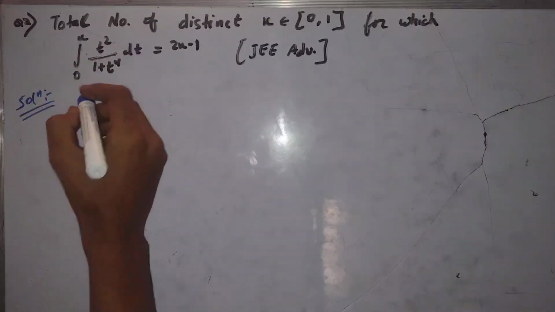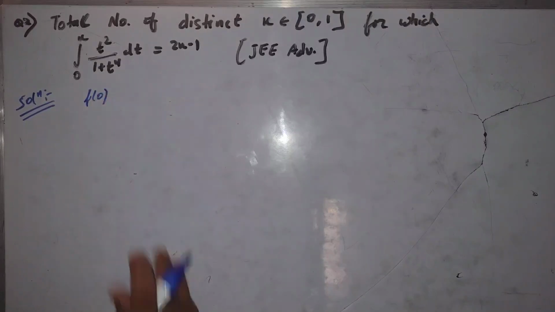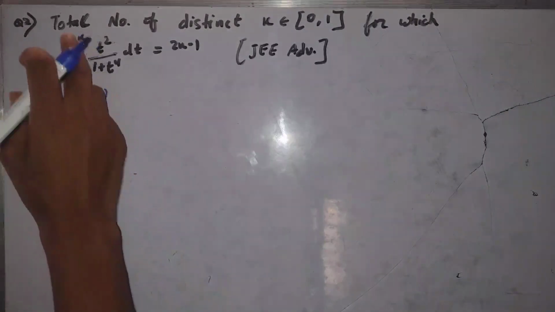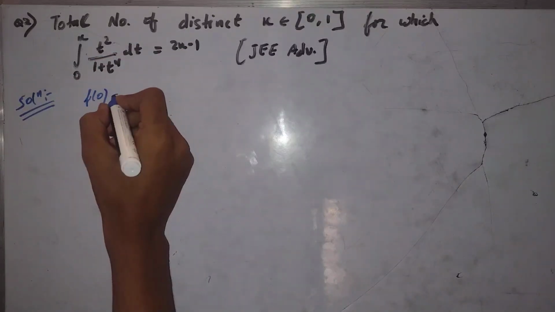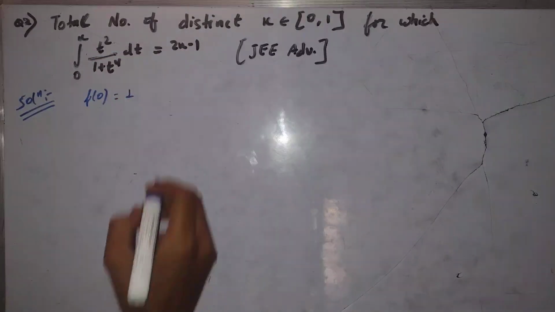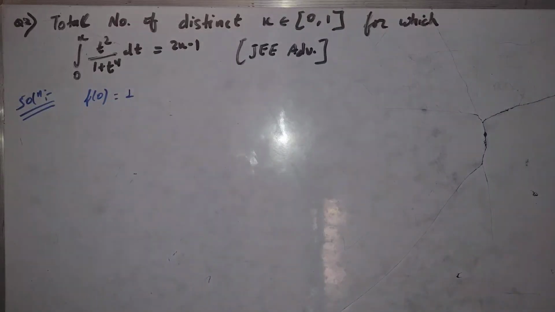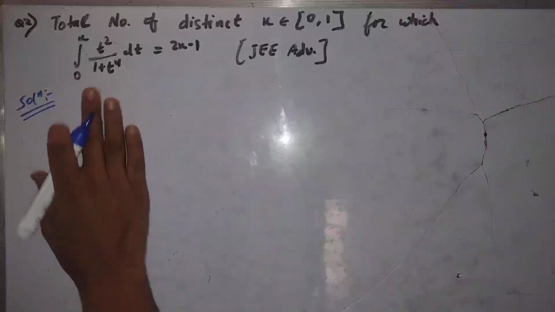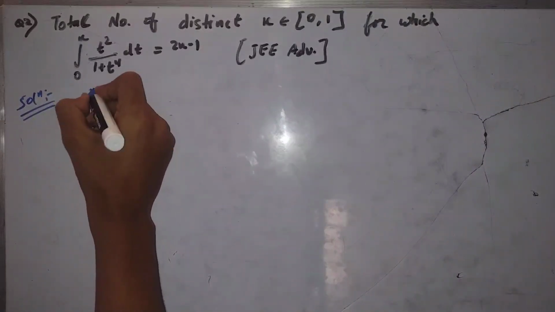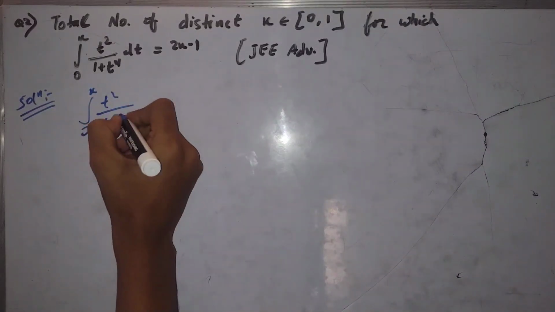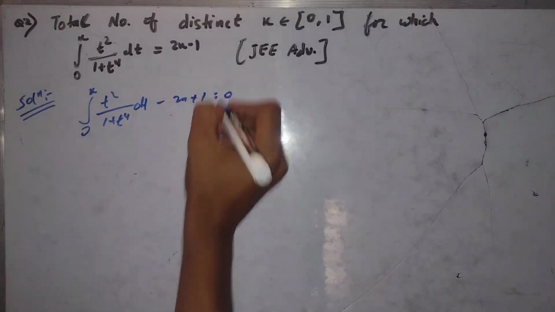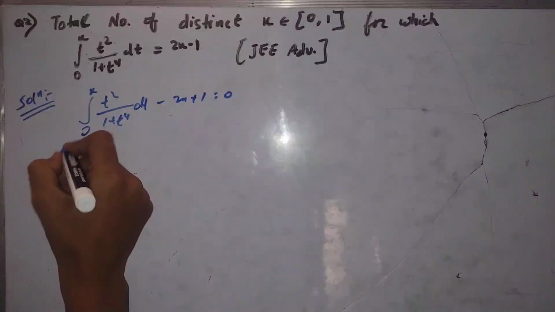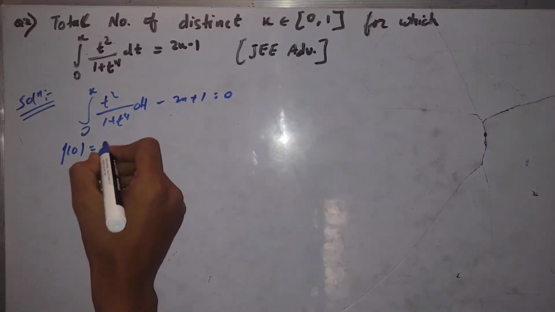So what is f of 0? You put 0 here, so the integral becomes 0, and f of 0 equals 1, that is positive. To get a feel, we can write this as the integral of t squared over 1 plus t to the power 4 dt minus 2x plus 1 equals 0. This is f(x), so f of 0 is 1.